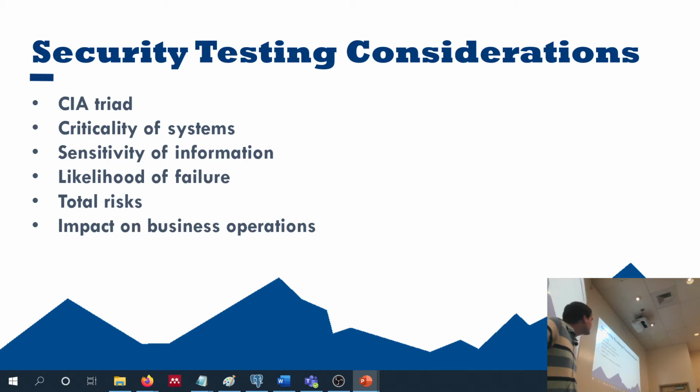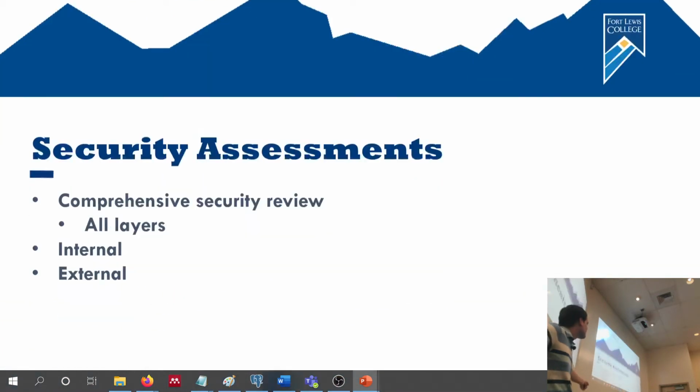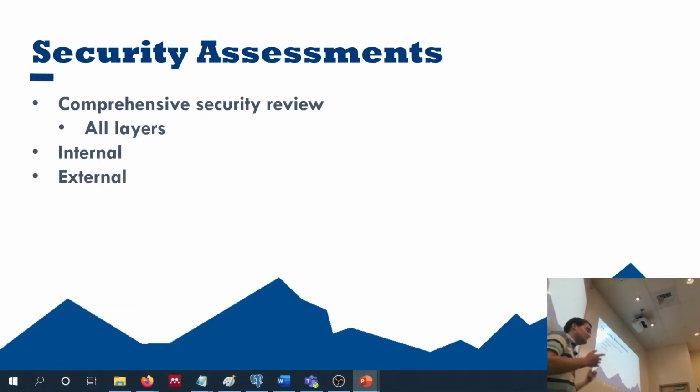Okay, probably not. Impact on business operations. This should probably be number one, because is anything we do more important than business operations? No, it's not. So definitely consider impact on business operations. That's sort of thinking about it on the whole.